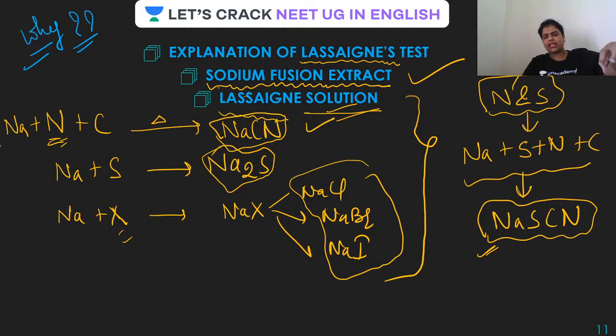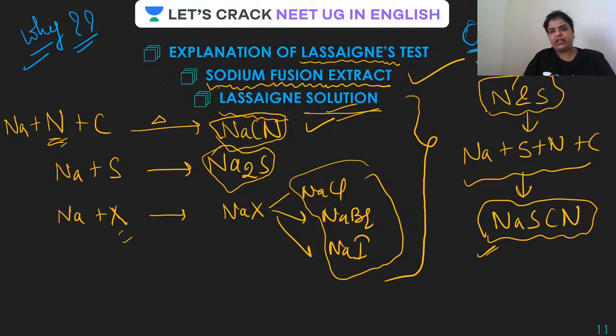It converts all the organic compounds, which we all know are covalent compounds, guys. Covalent compounds are not soluble in water, first of all. Some of them, because of polarity, might be soluble, but their concentration is very, very less, so it cannot be detected by the reagent. Therefore, all of them are heated with sodium in order to convert them from covalent to ionic.